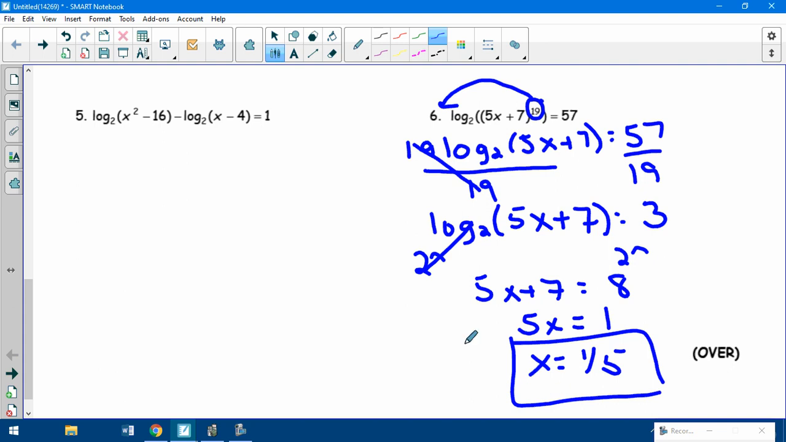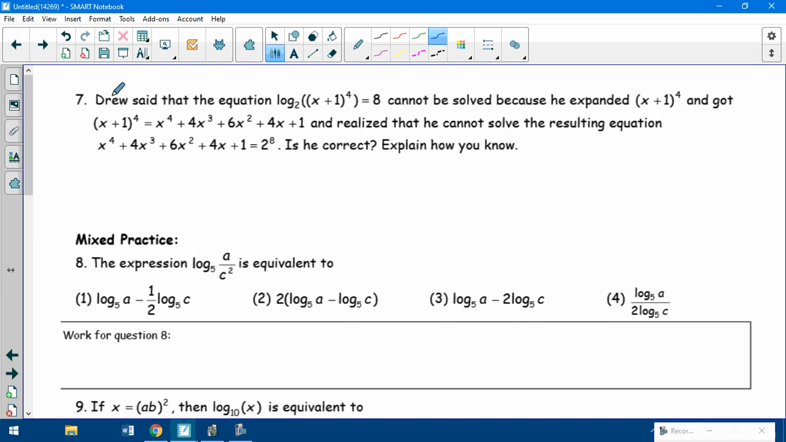All right, then over on the back, most people got number 7, but again, Drew said that that equation cannot be solved because he expanded and got that crazy number and realized that he cannot solve the resulting equation. Is he correct? Some of you did y1, y2 calc intersect, which is great. I never even thought of that, and saw that he got x equals 3. Okay, so that would be a good way to do it. I think he means he can't solve it by algebraic methods.